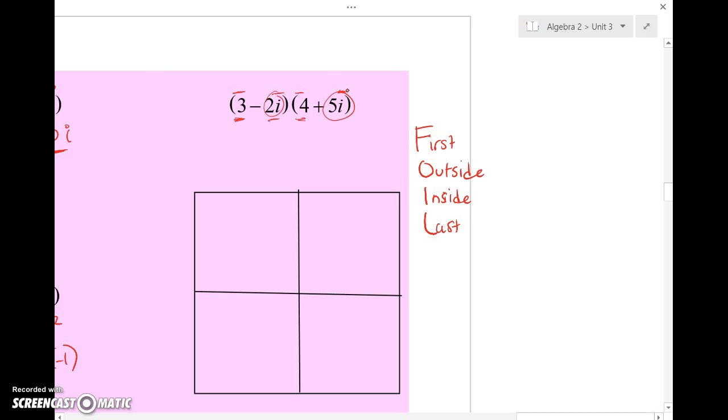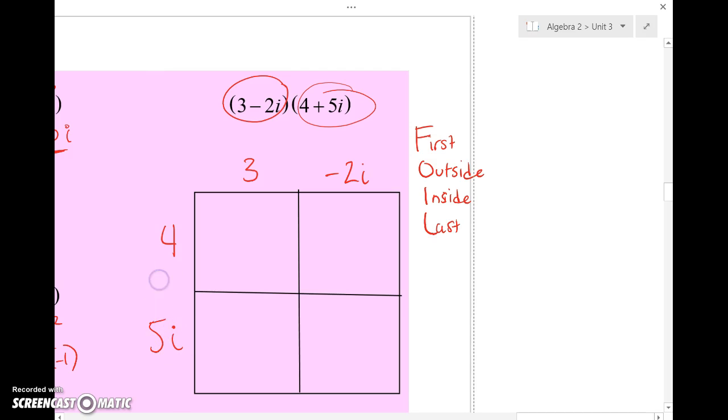So what you usually do is you multiply each of those first. But the way I'm going to show you is a little bit simpler. You just draw a box, and what you do is you write your first binomial. So let me erase all this. You write your first binomial on the top. So 3 and then negative 2i. And then you write the second one along the left side here. So you write 4 and 5i.